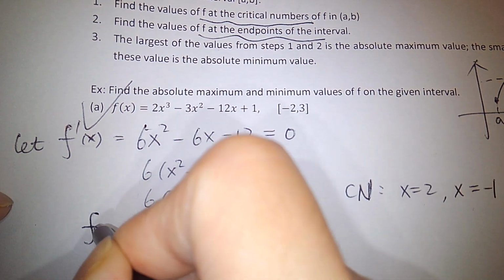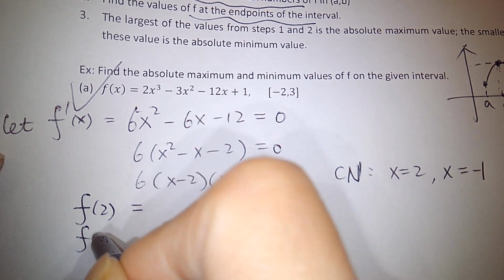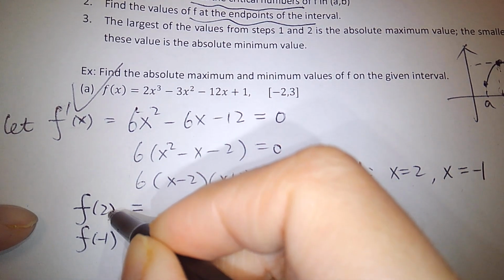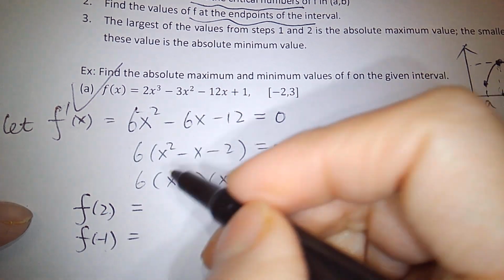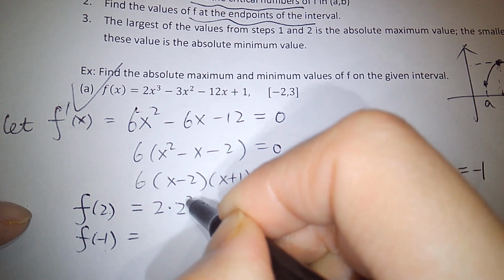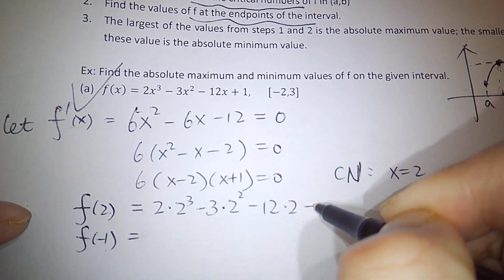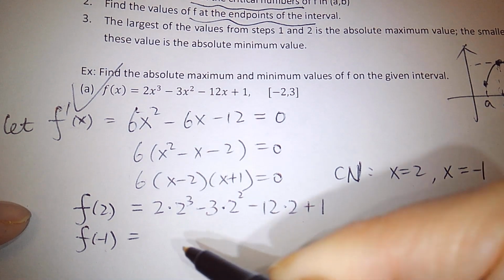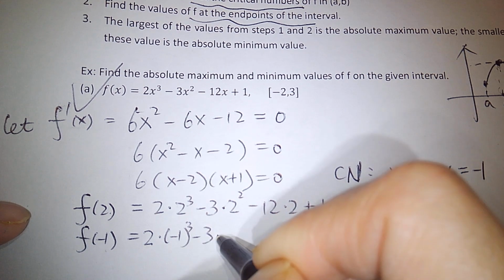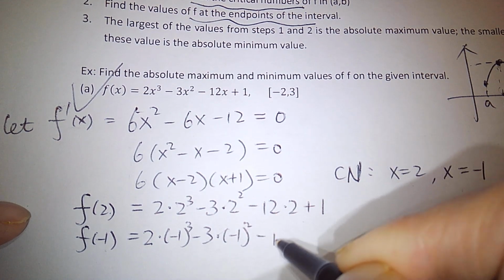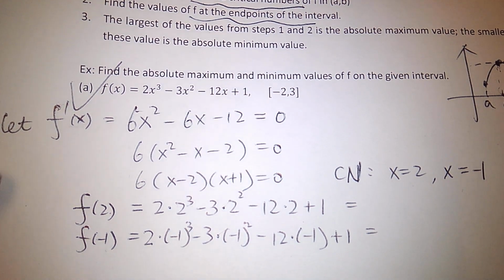So let's find f of 2 and f of negative 1. Plug in x equals 2 and negative 1 into the original function, please. And pay attention to the order of operation. I'll let you tell me what you get.